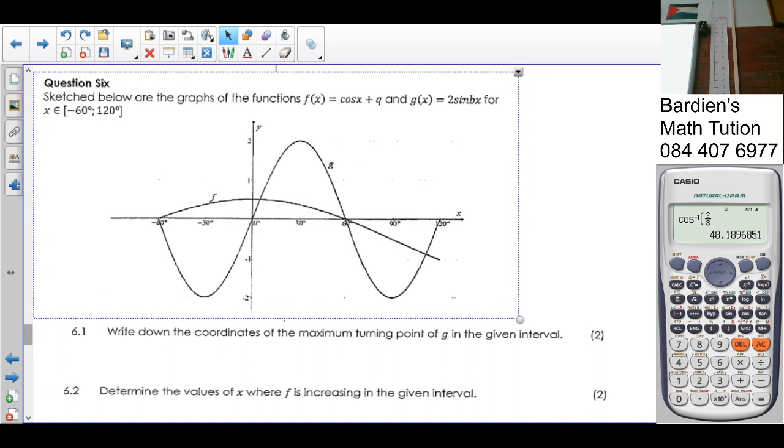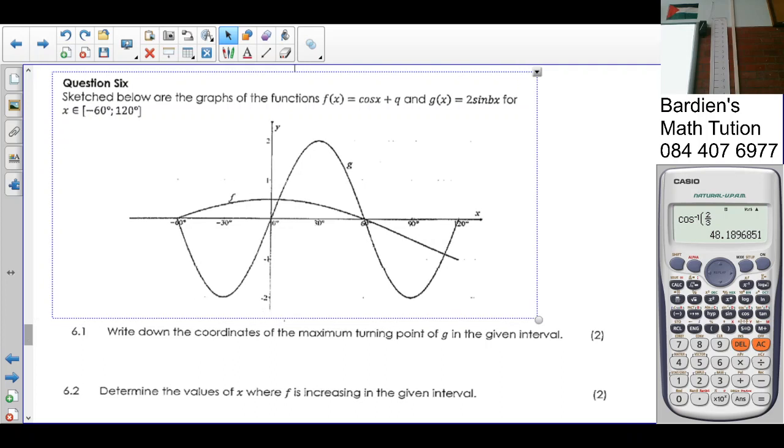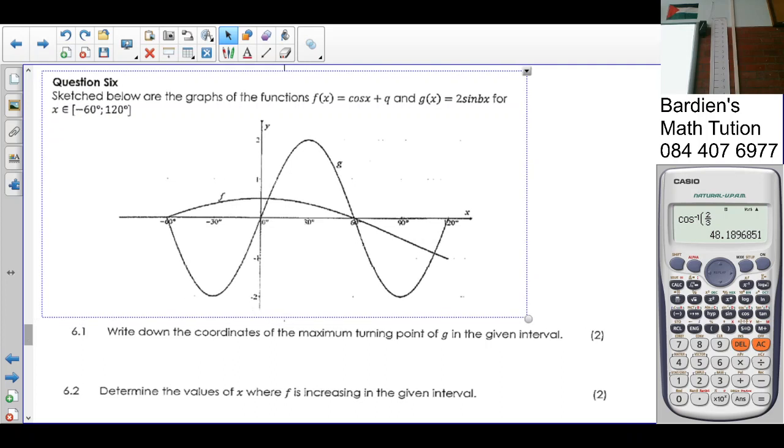In question 6, we are told to sketch the graphs of the function f of x equals cos x plus q and g of x equals 2 sine bx for x is an element of negative 60 to 120 degrees. Write down the coordinates of the maximum turning point of g in the given interval. But before I do anything, I'm going to first solve for q and b.